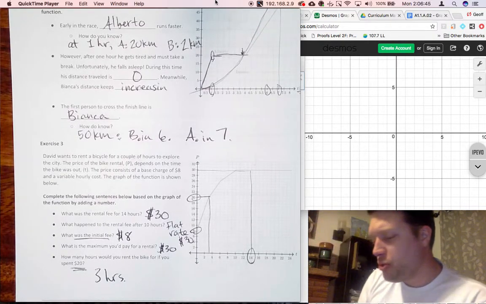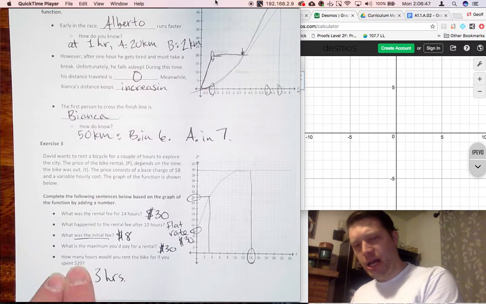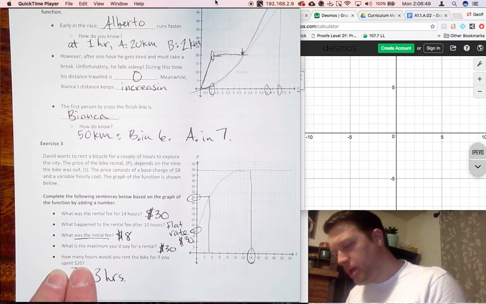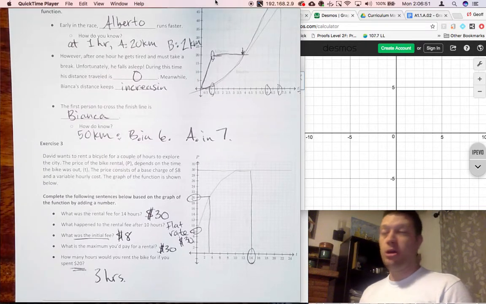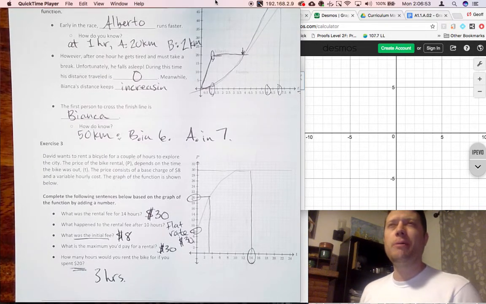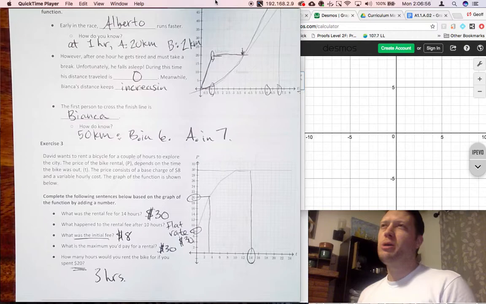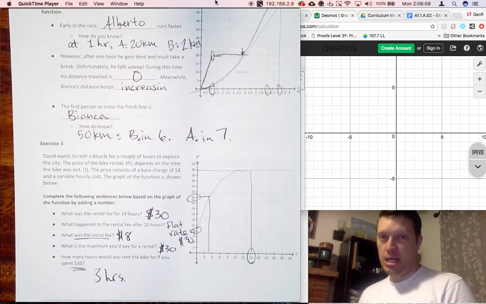How many hours would you rent? This one was kind of fun. I like asking these types of questions. This bottom one, how many hours could you rent the bike for if you had 20? It's like thinking about a budget. You have so much money you're going to spend. How far can that get you?